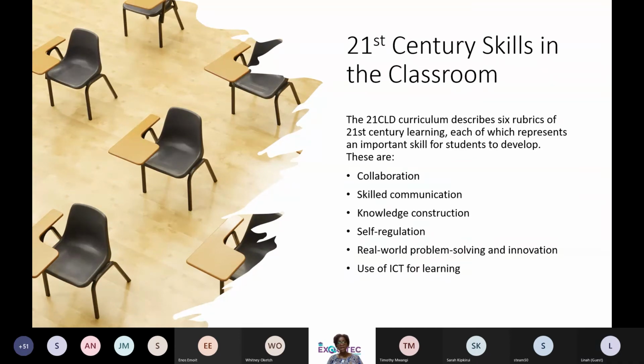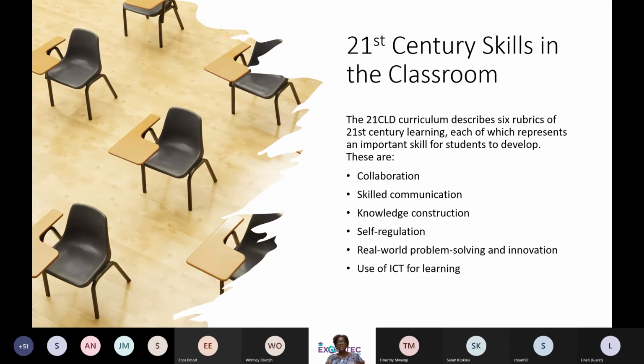These are skills that are needed. These are skills that are required. And the onus falls on us as educators or teachers to find a way to integrate this 21st century learning design curriculum into our regular teaching of our subjects. They're not stand-alone.